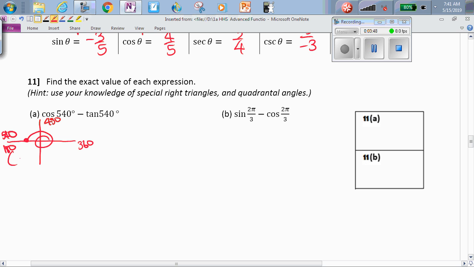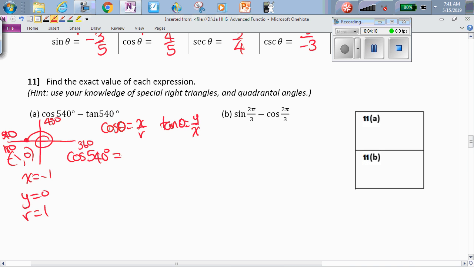So this coordinate point is negative 1, 0. So that tells me that x is negative 1, y is 0, r is always positive, and in these quadrantal angles it's always 1. So cosine theta is x over r, and tan theta is y over x. So to find cosine of 540 degrees, it's going to be negative 1, because it's negative 1 over positive 1. And then tan of 540 degrees is y, which is 0, over negative 1.